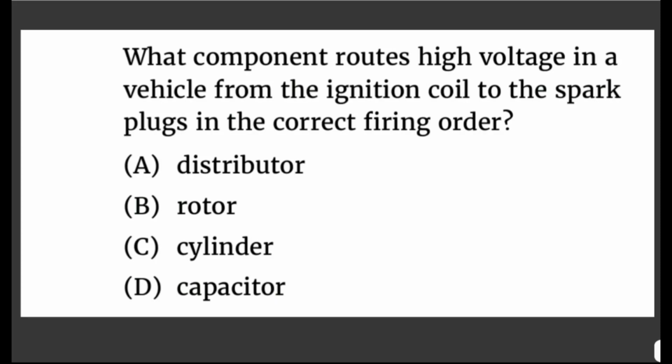What component routes high voltage in a vehicle from the ignition coil to the spark plugs in the correct firing order? A. Distributor. B. Rotor. C. Cylinder. Or D. Capacitor. The answer here is letter A. A distributor routes high voltage in a vehicle from the ignition coil in an internal combustion engine to the spark plugs in the correct firing order.